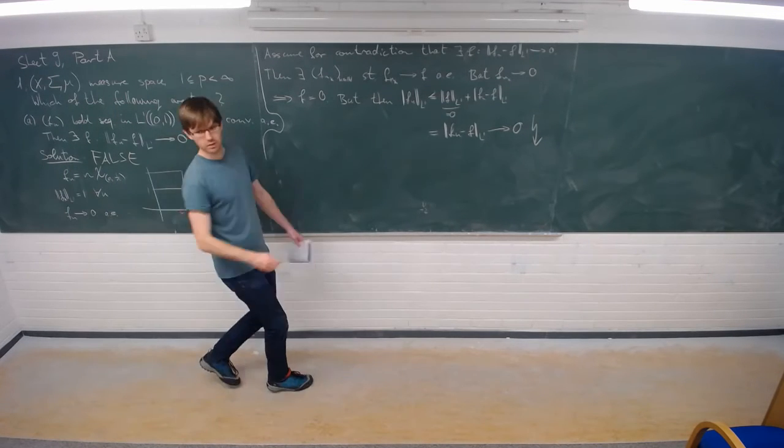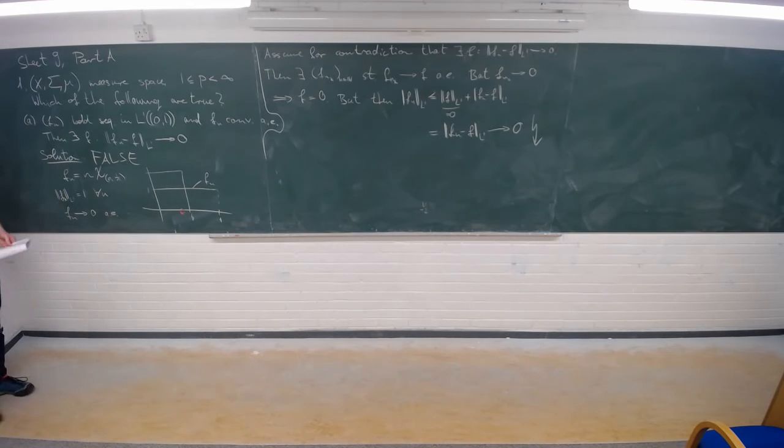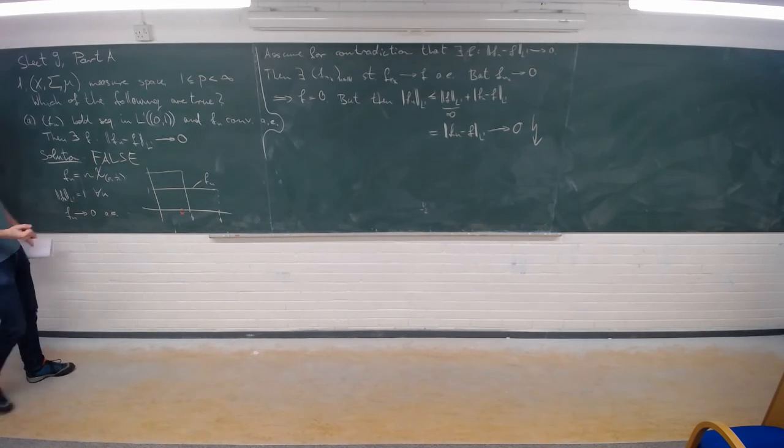Can I ask, is it possible that we have a sequence f_n that converges to a function f almost everywhere, pointwise, and converges to some different function in L1? No, by the same argument, you can always make the argument that I made.